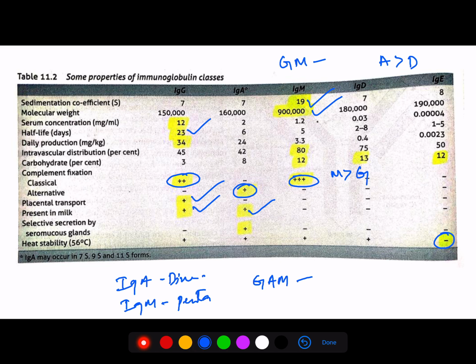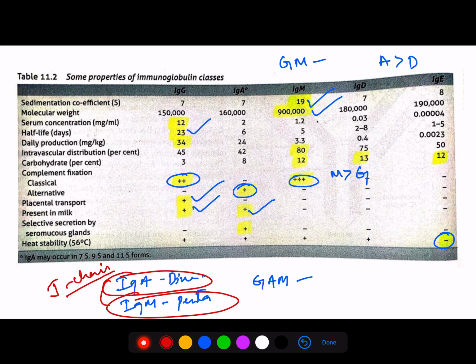Okay, so both IgA and IgM have J chains in them. So what is this J chain? J chain is something that holds the monomers together. IgA has two monomers, that is a dimer, and both of these monomers are held together by a J chain.